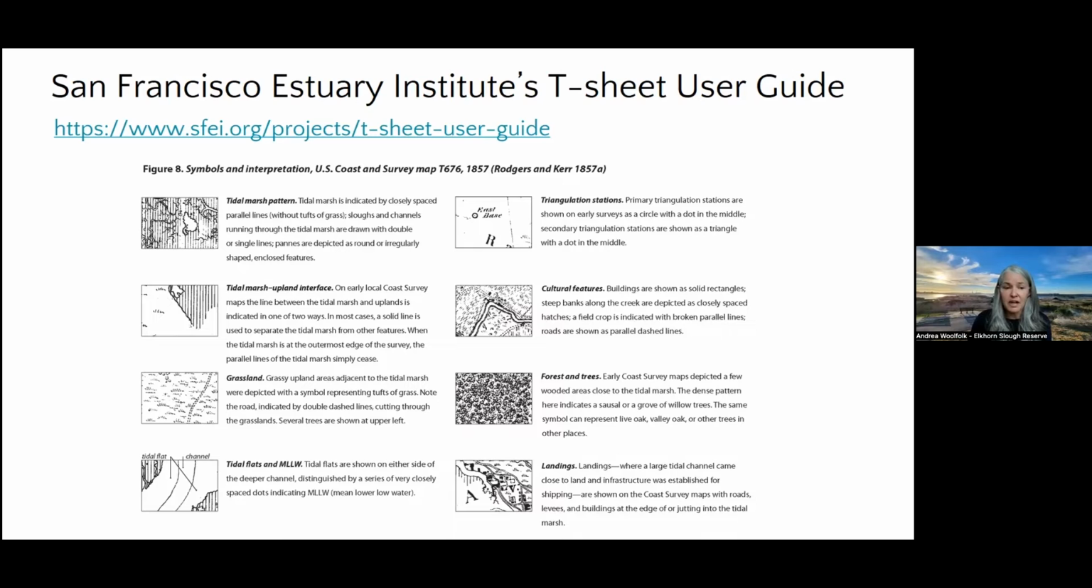Some of these symbols apply everywhere, like forest and trees in that second column, and some don't, like the mean lower low water line, like I mentioned before. We just didn't find that much outside of California. Lines for mean higher water are more common in other parts of the US.